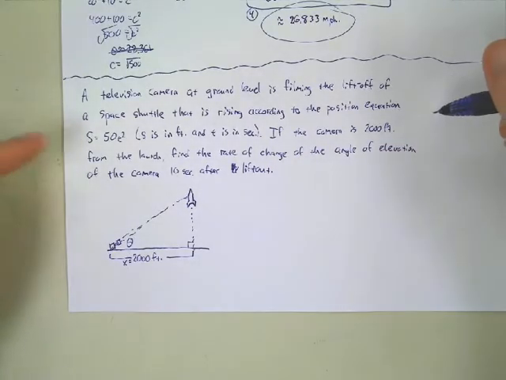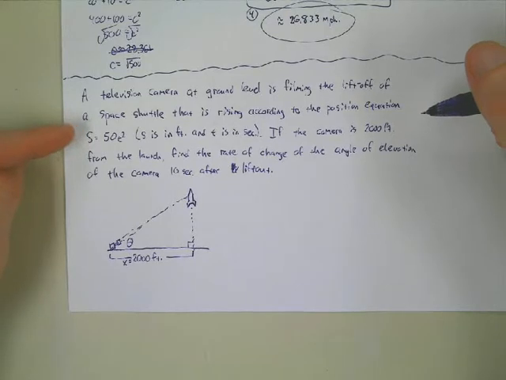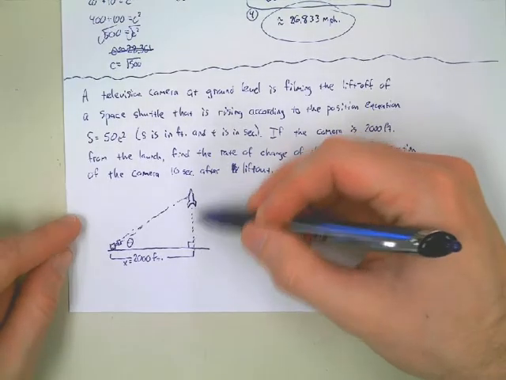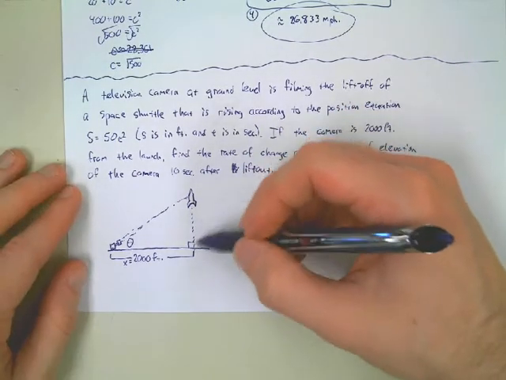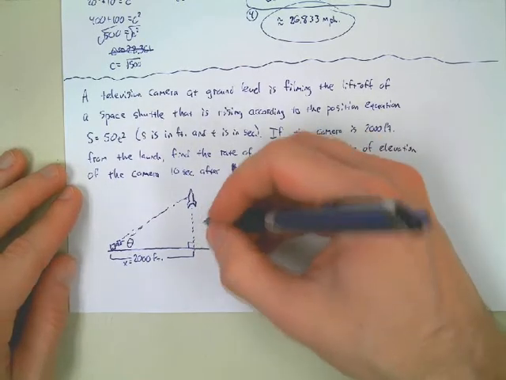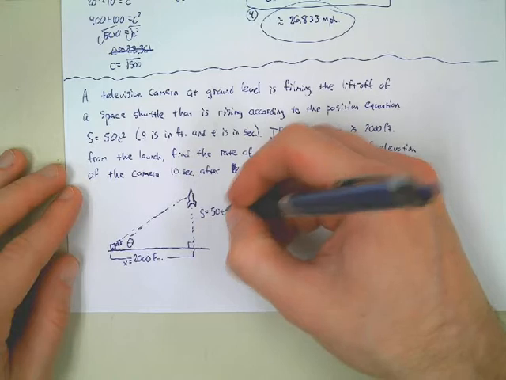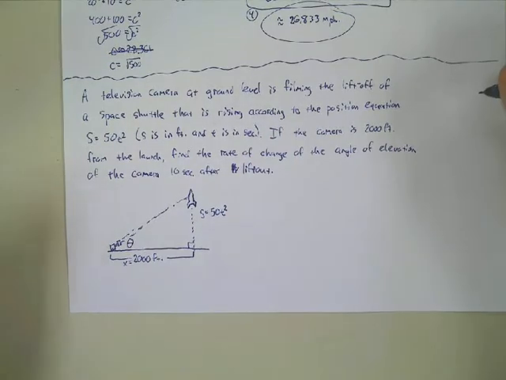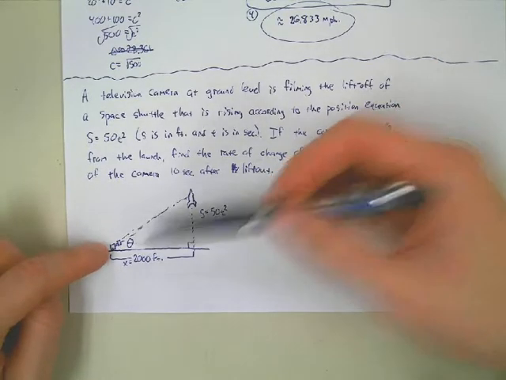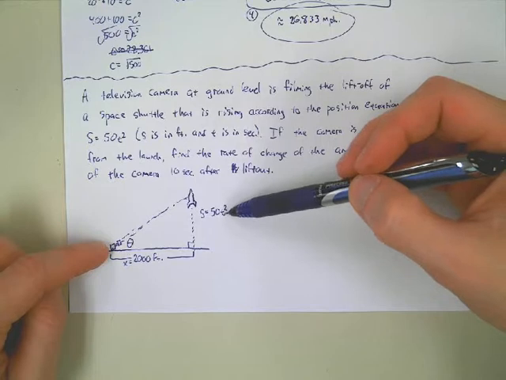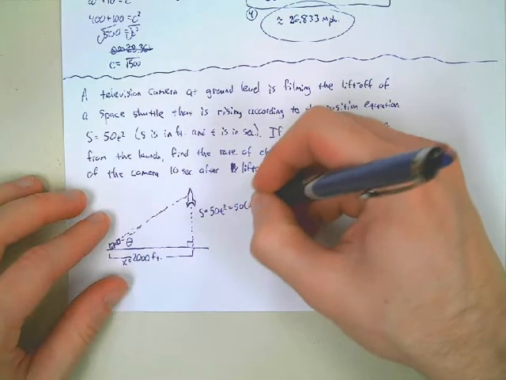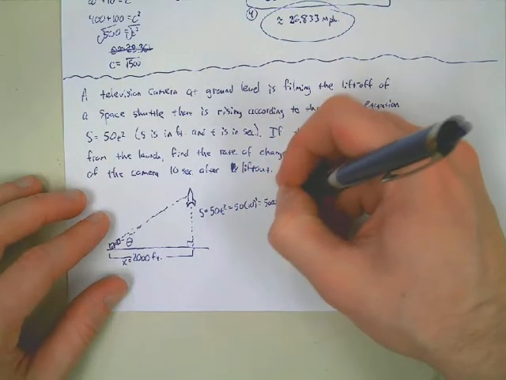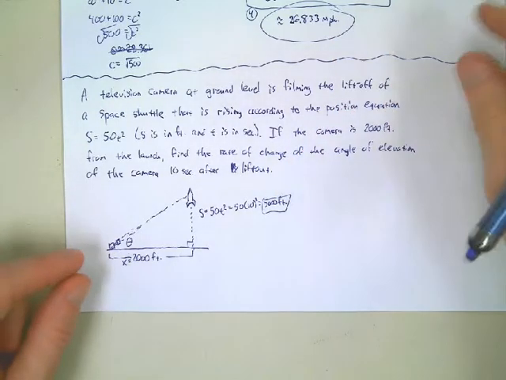But yes, remember, guys, in this case we are not told the exact distance of the rocket. Normally we're told the exact distance, but here we're told that the rocket has a position of S equal to 50 times T squared. Now if we're trying to find the rate of change of the angle of elevation of the camera after 10 seconds, that means the T here is going to be what? 10. So it's got to be S equals 50 times 10 squared, which is then 5,000 feet. Not 50,000. Just watch your zeros there. But the basic idea was right, and that's important.